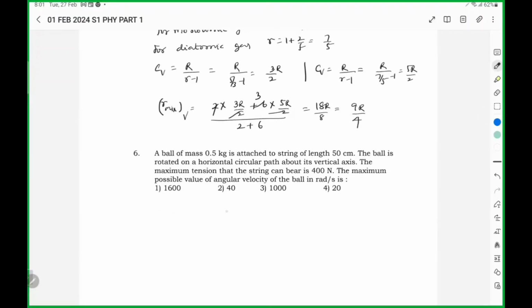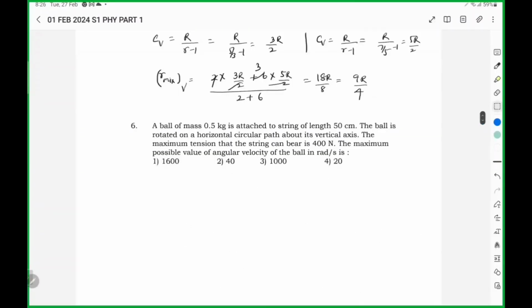So here a ball of mass 0.5 kg is attached to a string of length 50 centimeters. The ball is rotated in a horizontal circle. What is the maximum tension that the string can bear once it is rotated in a horizontal circle?